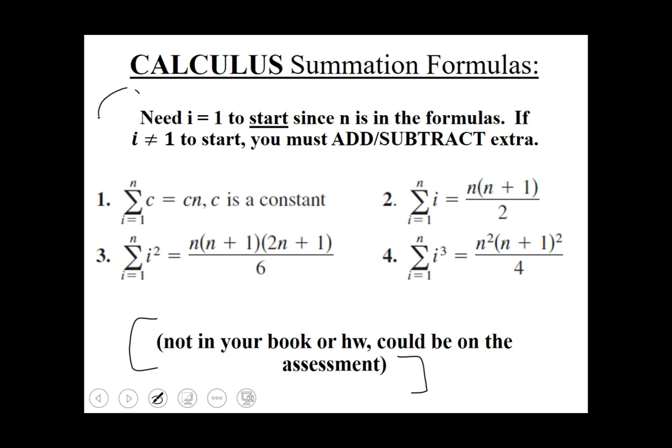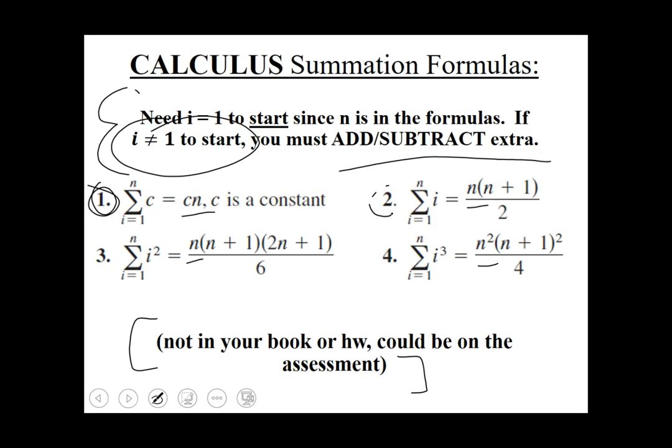Notice that you do need to start at 1 for all of these formulas because n is present in every single one. If you do not start at 1, then you have to add or subtract any of the extra pieces. So formula number 1, we've seen that before. If you're going from 1 to n of a constant, simply multiply the constant times n. That's not new. This formula here for number 2, this is actually a different version of the formula I showed you today that has all n's.